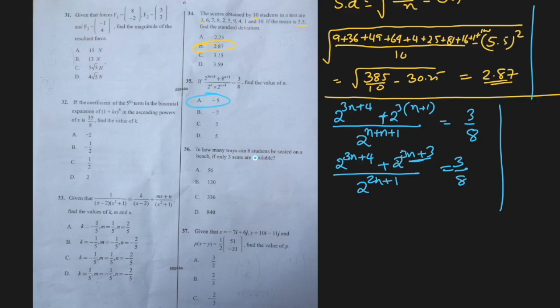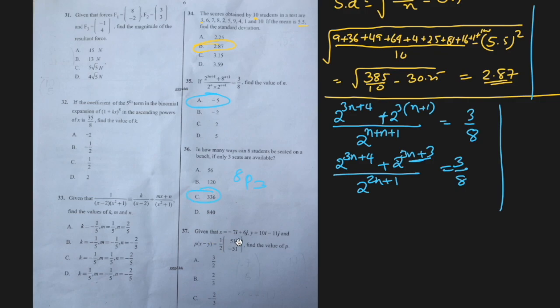In how many ways can 8 students be seated on a bench if only 3 seats are available? In how many ways seated on a bench. That means the order in which they sit on the bench is important. So we can write 8P3 for this, and 8P3 with my calculator gives me 336.